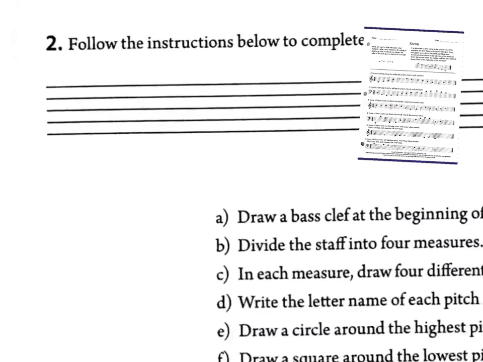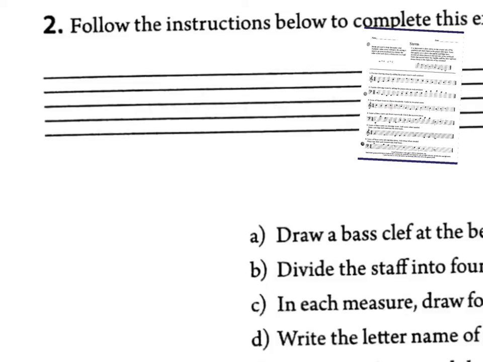Number 2 has more instructions. It wants you to draw a bass clef at the beginning of the staff above. Now, it's very important when you're drawing a bass clef, because not all of you did this in the last worksheet, that you start at the 4th line and bring it down, and that your dots surround the 4th line. Your dots aren't here or here or whatever.